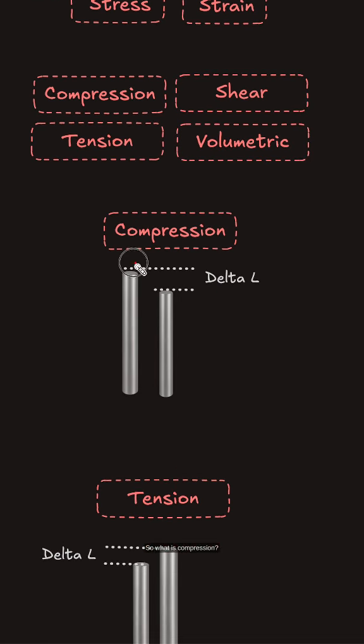So what is compression? Imagine that you have a steel rod like this, right? This is its original length. Now imagine I'm going to press it on both sides, at the top and the bottom. What's going to happen? Its length is going to change. Obviously it's going to get a bit thicker, but we'll ignore that for now. So its length changes by delta L. Now remember, this is very, very important.